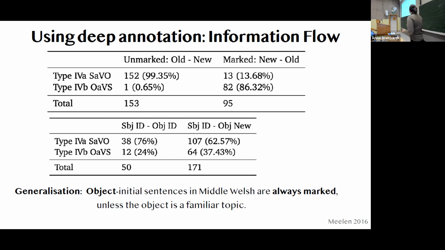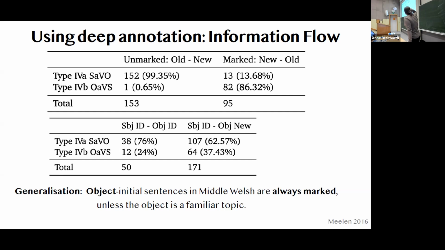So let's look at that context and see if in Middle Welsh it was the same condition or not. I looked at whether we had unmarked information flow or marked information flow. Unmarked information flow is when you start the sentence with some old information and then you move on to some new information later on in the sentence. And I tested that across the different types.